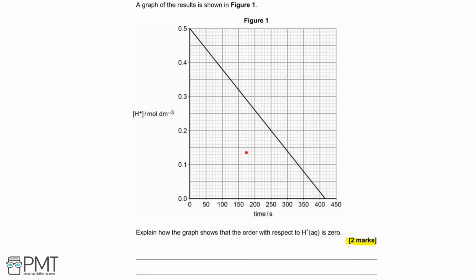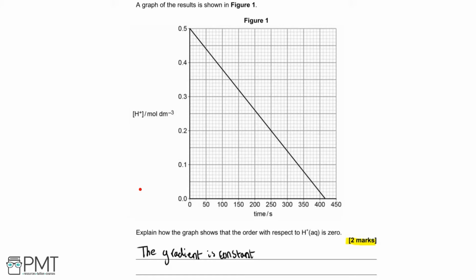So the key thing to note about this graph, first of all, is that the gradient is going to be constant. We have a straight line on the graph. So our first point here is going to be that the gradient is constant. And the importance of this comes from what that gradient is actually equal to. If we look at our graph, we can see on the y-axis we have concentration, on the x-axis we have time. Now gradient is y over x. This means we've got concentration over time, and concentration over time is equal to the rate of reaction.